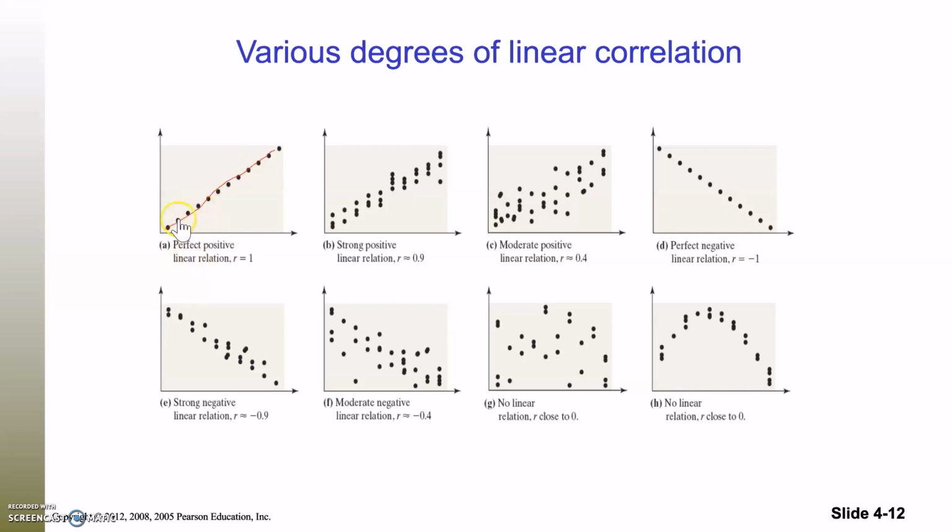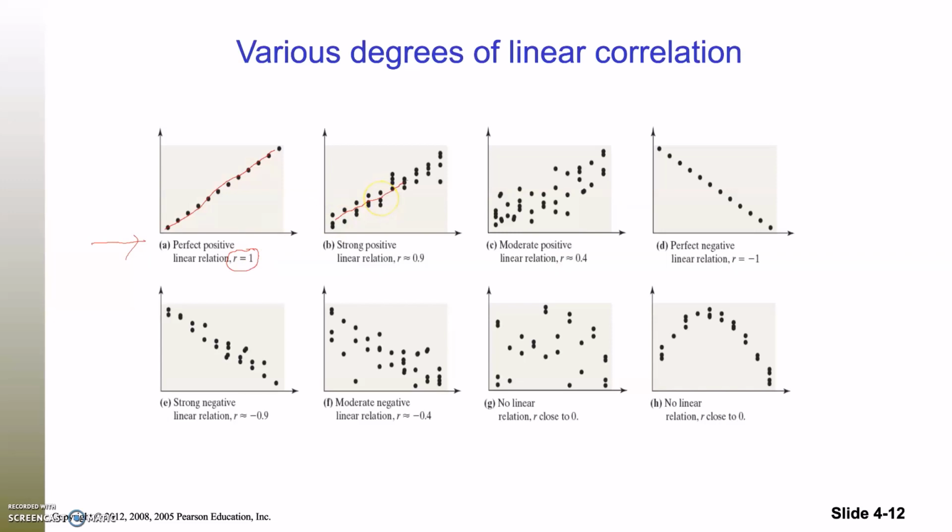Perfect. And why is this called positive? Because if you move from left to right, the line is going up. Look, the line is going up. So such a correlation is called a perfect positive correlation. And look at the value of R. It's perfect 1.